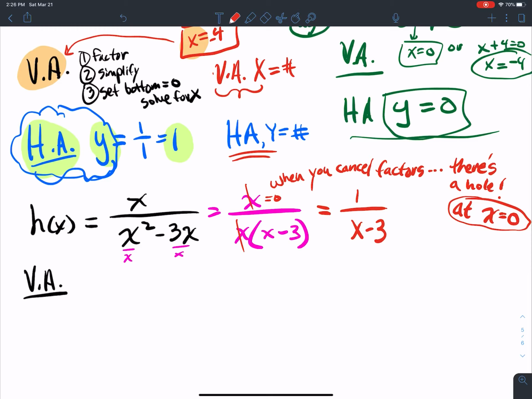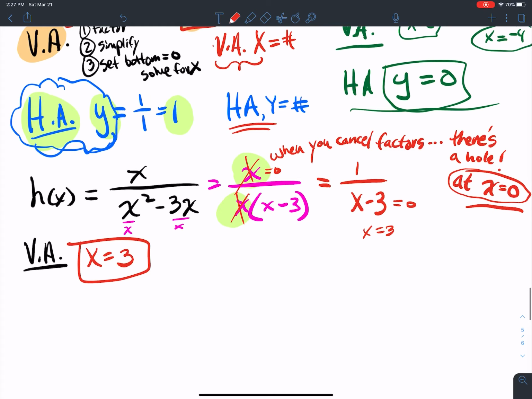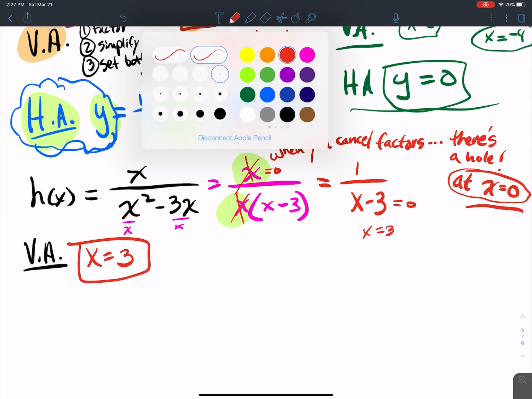Now, once I factor and I cancel, then I set the denominator equal to 0. I get x equals 3. That is my one vertical asymptote. If you did not cancel these, then you might be tempted to think that x equals 0 and x equals 3 are both vertical asymptotes. But since they cancel each other, then you know that there's a hole at that and it's not actually a vertical asymptote. Okay?